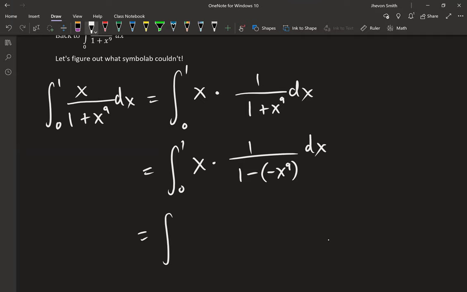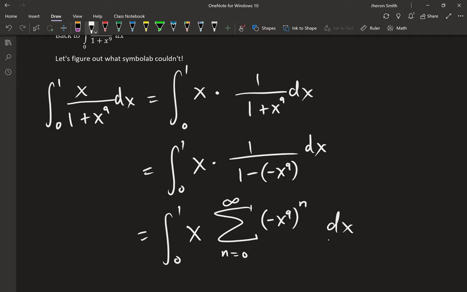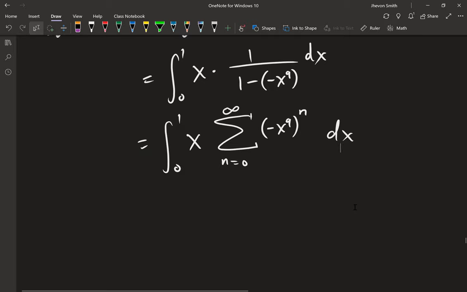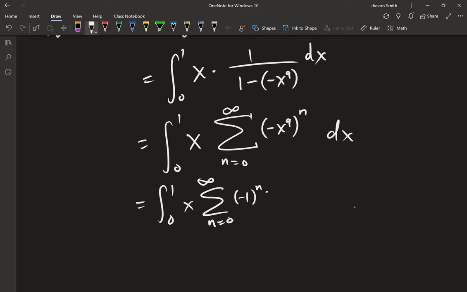And so I'm able to use a series in place here. So it's going to be the series n goes from 0 to infinity of basically (-x^9)^n dx. So now I just have to integrate this. So this is the integral from 0 to 1 of x, the series n goes from 0 to infinity of (-1)^n x^(9n) dx.